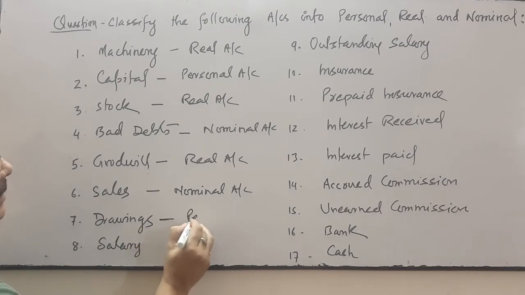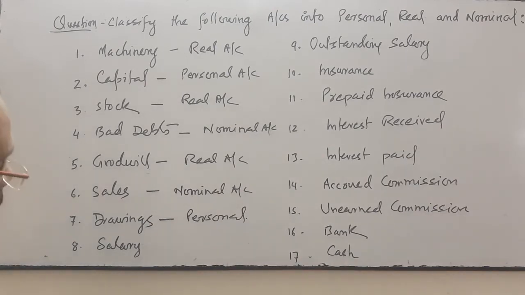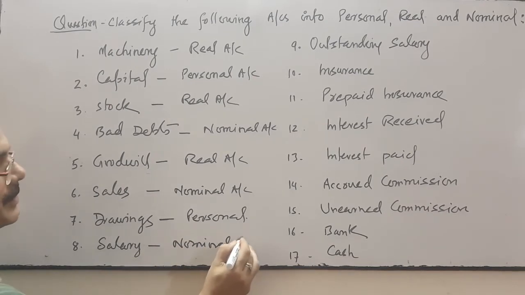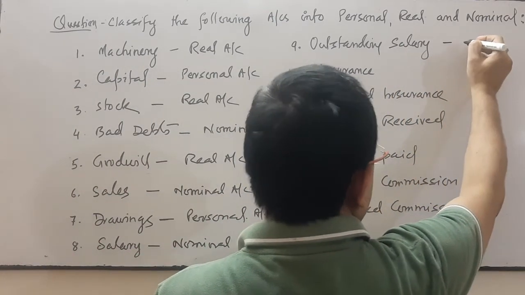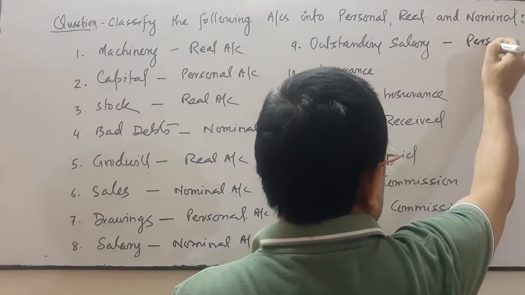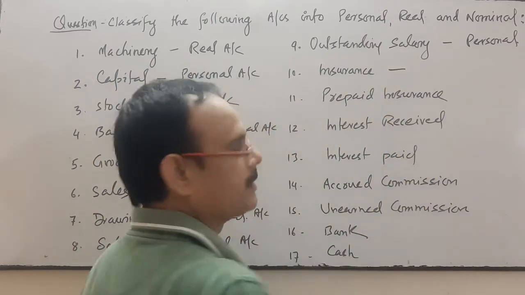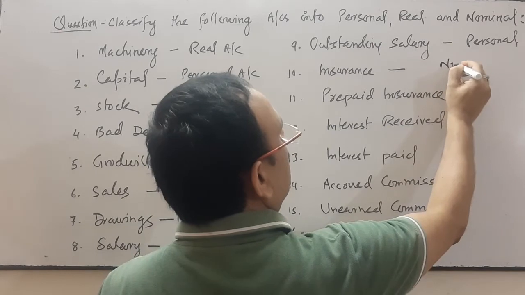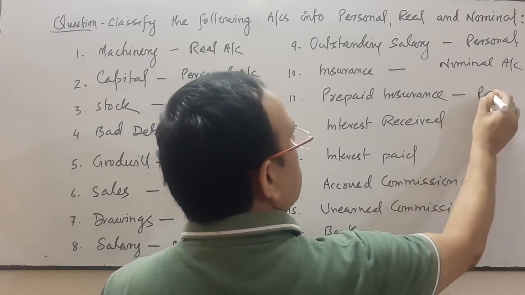Drawings comes under personal account. It's a natural person. Salary, it's an expense, comes under nominal account. All expenses and losses come under nominal account. Outstanding salary comes under personal account. It's a representative person. Insurance, it's an expense, comes under nominal account. Prepaid insurance, personal account.